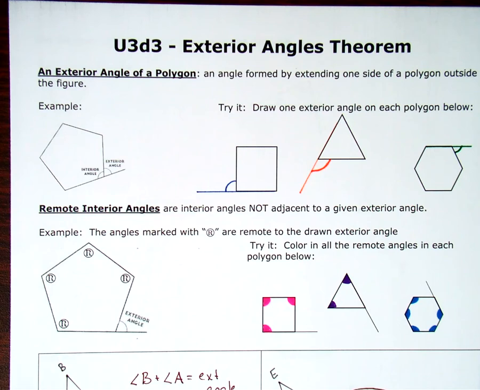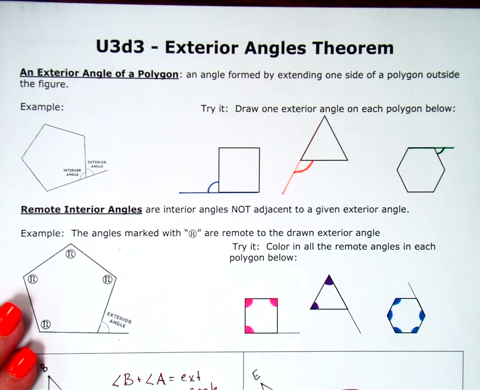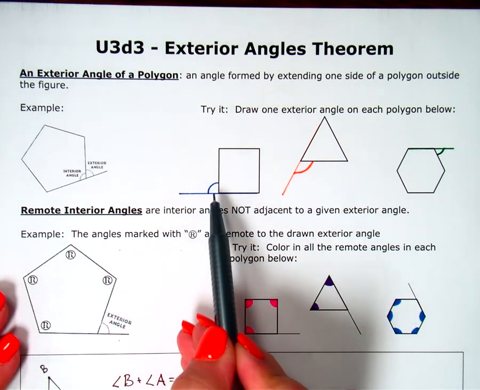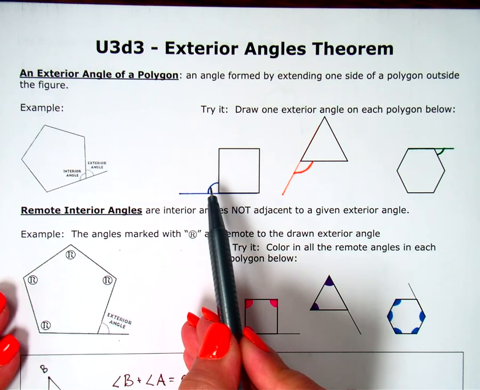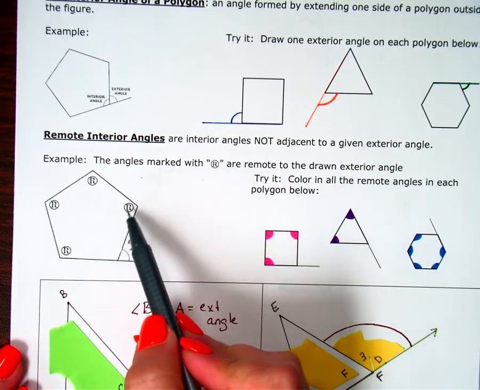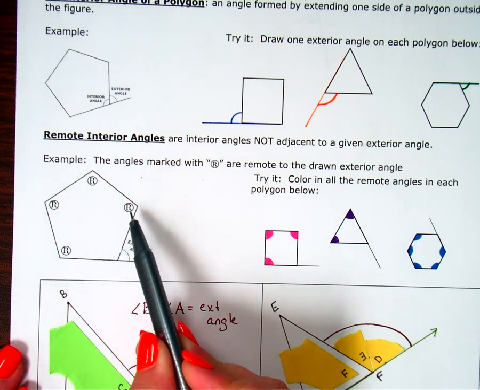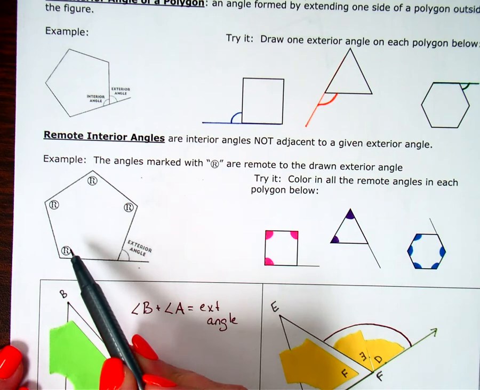Welcome back. In the last video, we learned a new vocabulary, exterior angle, where you just extend a side of a polygon and create an angle outside the polygon, so exterior angle. And then another new word, remote interior angle. The angles that are non-adjacent to that exterior angle are called remote because they're far away from it, like a remote control to use it for a TV.